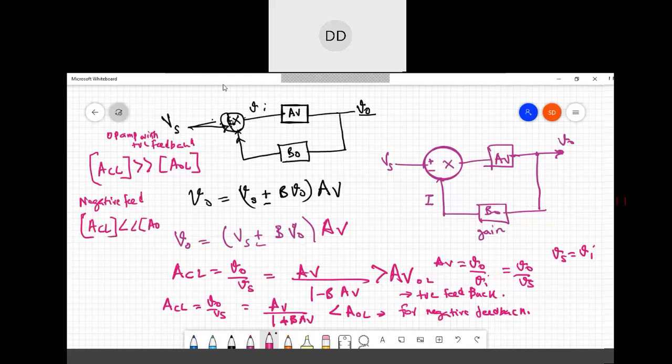One more important concept: the virtual ground principle is applicable only for negative feedback. Remember that. Now, one very important thing is that all the devices apart from oscillators have negative feedback. Only oscillators have positive feedback. So we will conclude this session with one GATE problem.